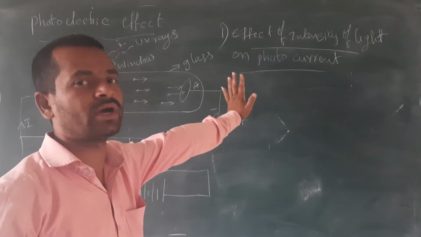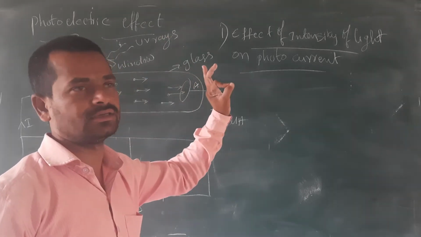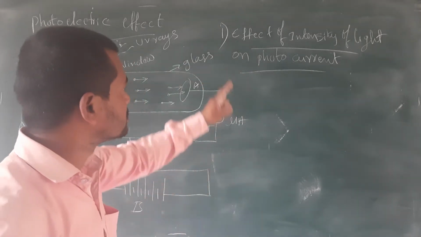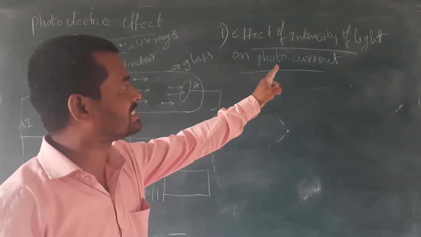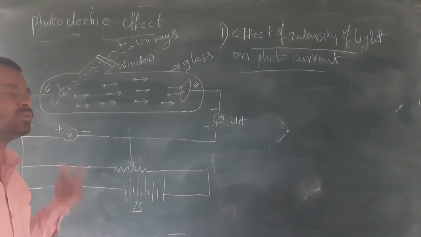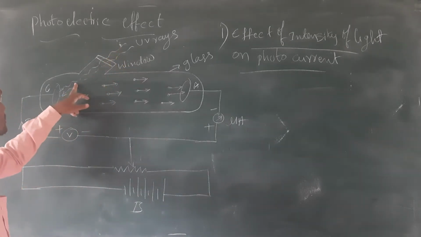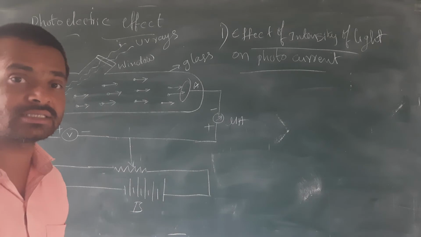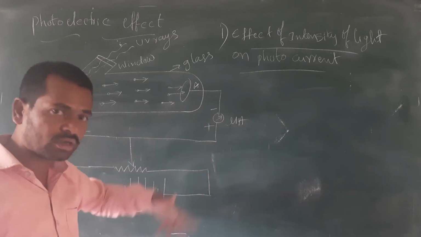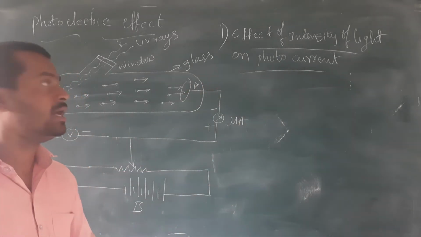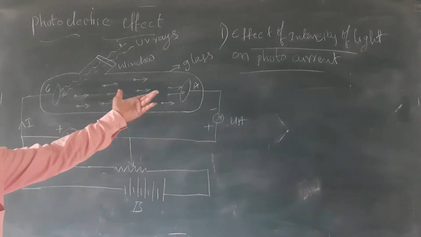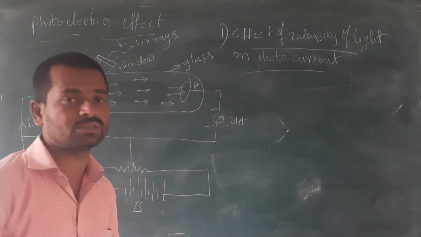This is the main point, but not only this one; there are 5 points. We must read all the points. These 5 important points are what we write in the examination. So the first point is the effect of intensity of light on photocurrent. If its intensity increases, then what happens? More electrons can be produced. When more electrons are produced, more photocurrent will flow. If the intensity is low, then emitted electrons are also low.